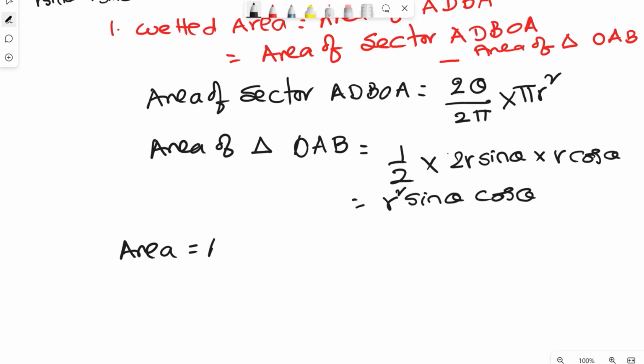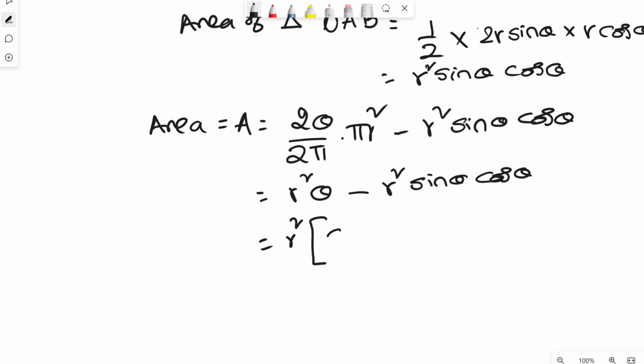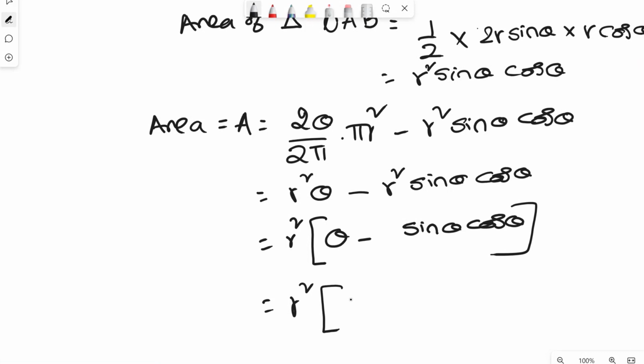The wetted area A is equal to 2 theta by 2 pi into pi r squared, minus r squared sine theta cos theta. The 2 will cancel, and pi will cancel. So what remains is r squared theta, minus r squared sine theta cos theta. Taking r squared common, r squared into theta minus sine theta cos theta. Since sine 2 theta is equal to 2 sine theta cos theta, I can write it as theta minus sine 2 theta by 2.